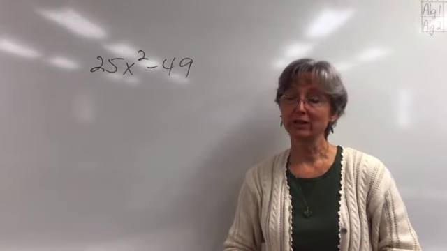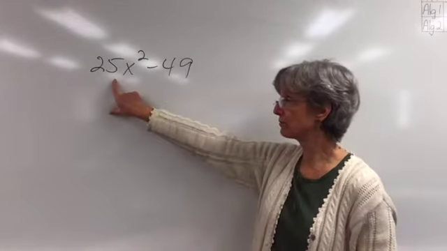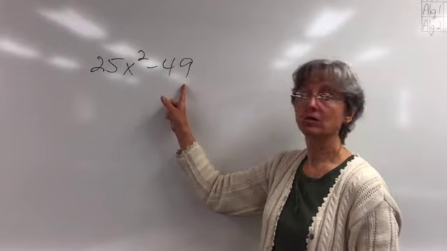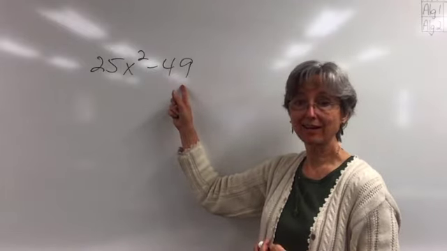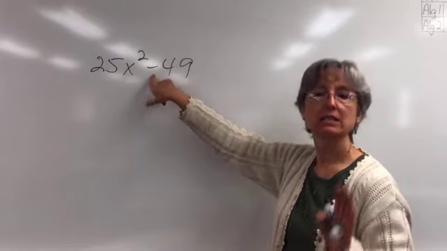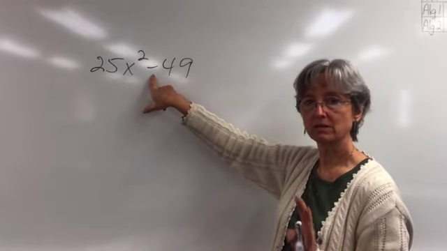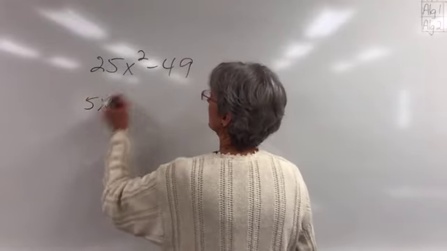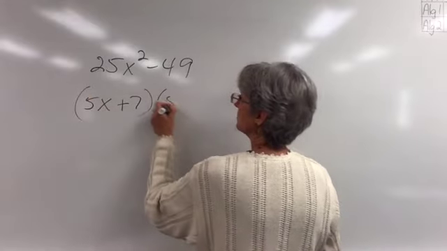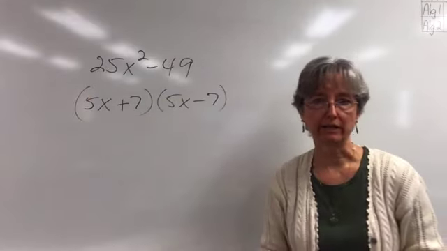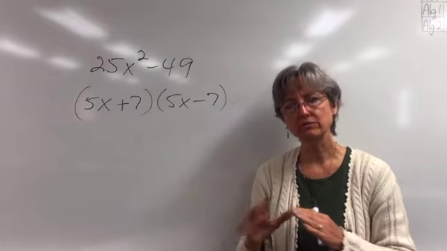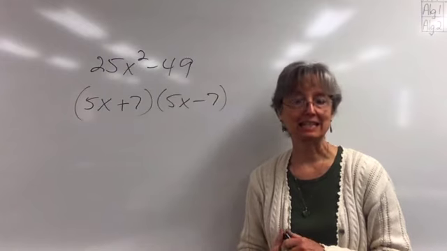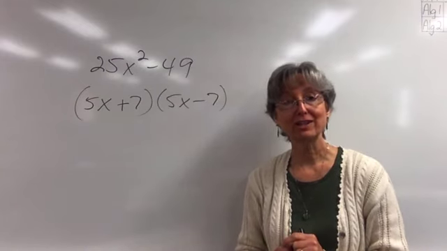They can be more complicated. Here's an example of when they're more complicated, but still notice this first term is a perfect square. The square root of this is 5x. This is also a perfect square. The square root of this is 7, and this is a minus. This does not work if it's a plus, only if it's a difference, not a sum. So this becomes 5x plus 7 times 5x minus 7, and you're done. So I really want you to get used to seeing the difference of two squares and being able to factor them quickly and easily.